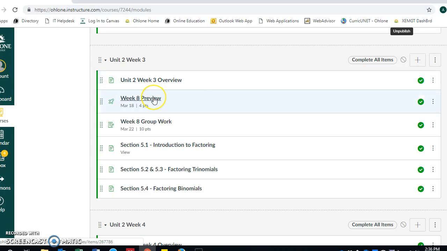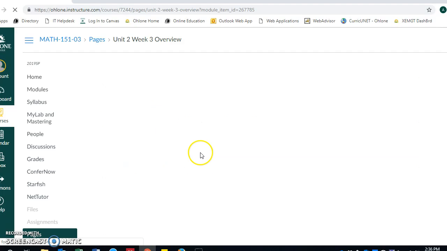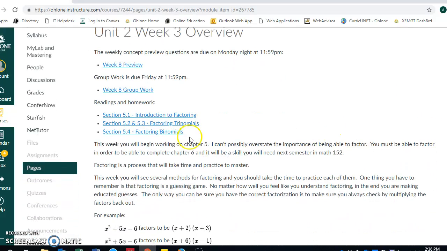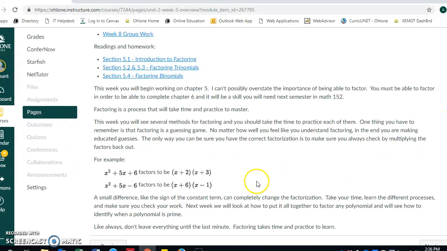So this week, same material, preview questions, group work, and then an introduction to factoring. And in that introduction to factoring, you're going to see factoring out a greatest common factor and just the basics of what the process looks like. You're going to look at factoring four-term polynomials using grouping, and then we'll get into factoring trinomials and then factoring binomials. And all of this is building to next week where we'll actually apply this and learn how to factor any polynomial that you see.